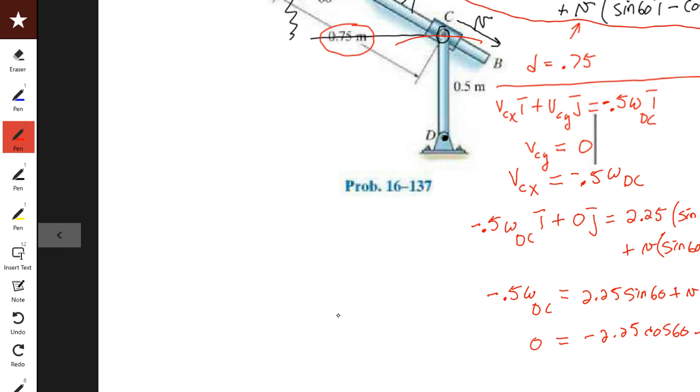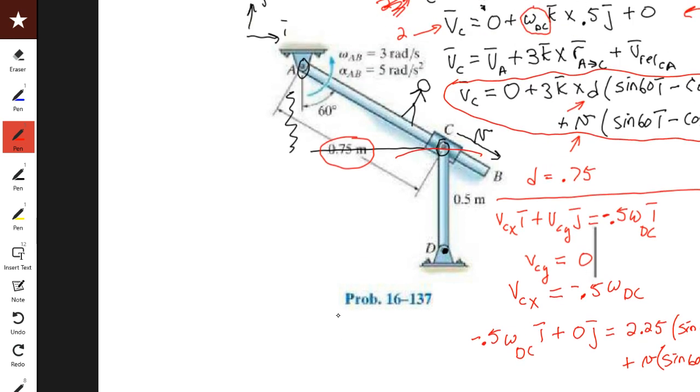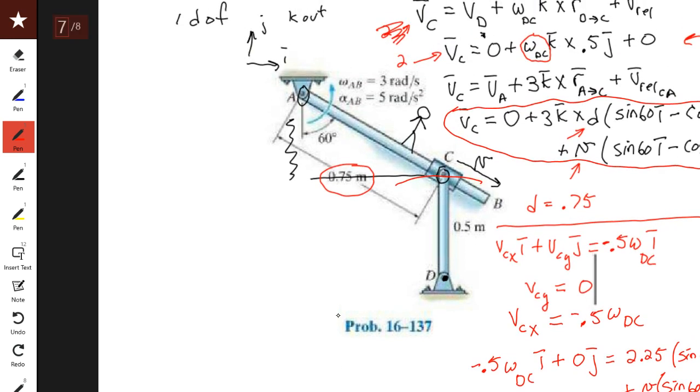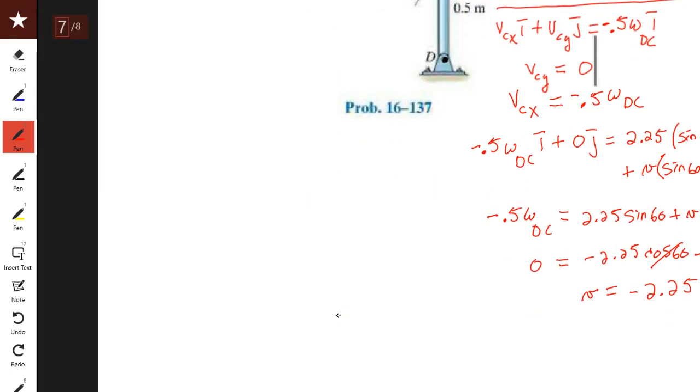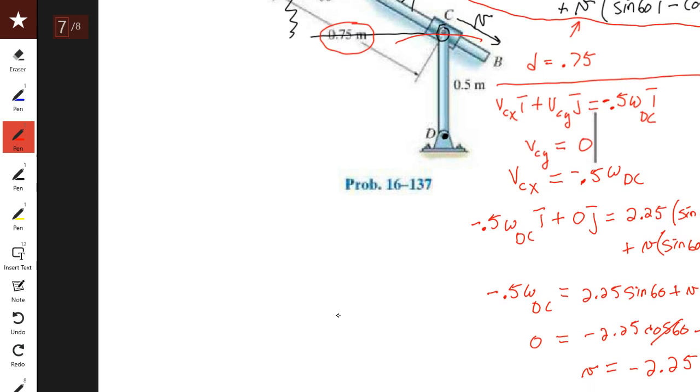cosine of 60. Okay, so if you want to solve this guy, just divide this guy by the cosine of 60, and you'll find that v, little v, is equal to a negative 2.25. Okay, so that means that this collar C is actually coming in. Not sure that I believe that. Anyway, if I haven't made a mistake, it's coming in.